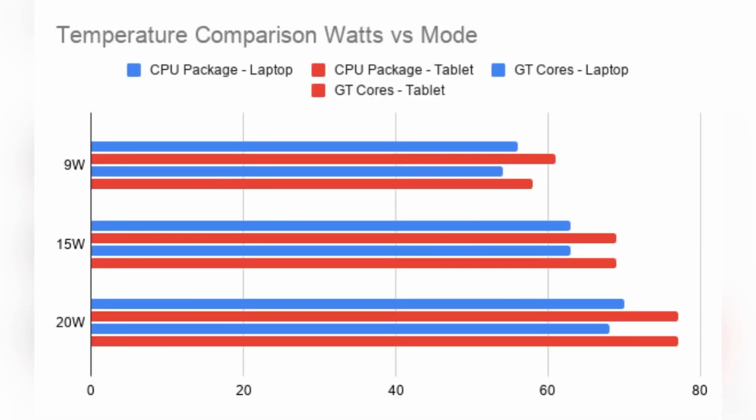On the left-hand side, we have TDP profiles, and on the bottom, we have the temperatures. For the first two blue bars, we have the CPU and GT core temperatures in laptop mode. Red indicates tablet mode. You'll see that across the three TDP profiles, there is a temperature difference getting up to 7 degrees Celsius in the 20 watt range. So it is definitely cooler to run it in laptop mode than tablet mode.